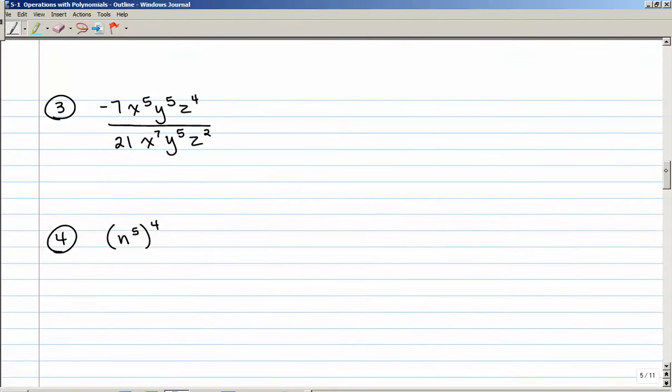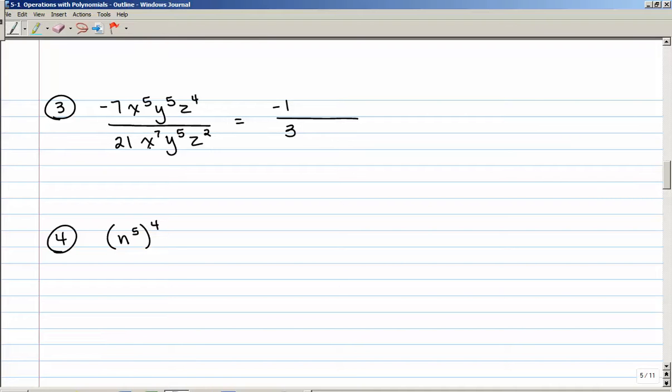Okay. Number 3, negative 7 x to the fifth y to the fifth z to the fourth divided by 21 x to the seventh y to the fifth z to the second. Treat this like 4 separate problems. Do your coefficients, your x's, your y's, and your z's. So doing my coefficients is going to give me like a negative 1 on top and a 3 on the bottom, if I were to simplify negative 7 over 21. I'll clean that up later because I may not want a negative 1 there.